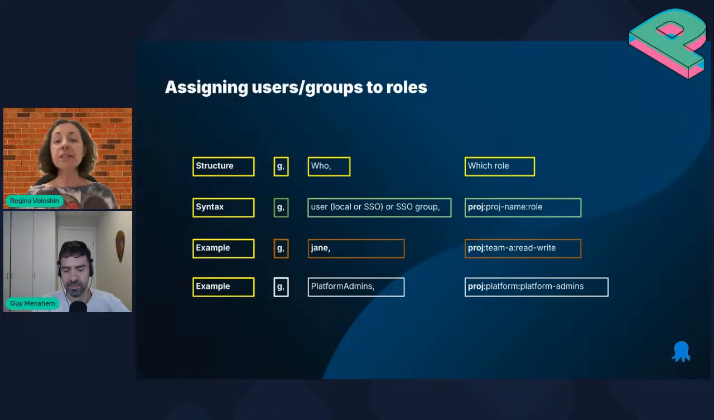Now let's talk about assigning users or groups to roles. So the structure is the who and then the role. And our who can be a user, which is either a local one or an SSO one, or it could be an SSO group. So, for example, the user Jane could be assigned to the read-write role of project team A, and the platform admins group can be assigned to the platform admins role of the platform project.